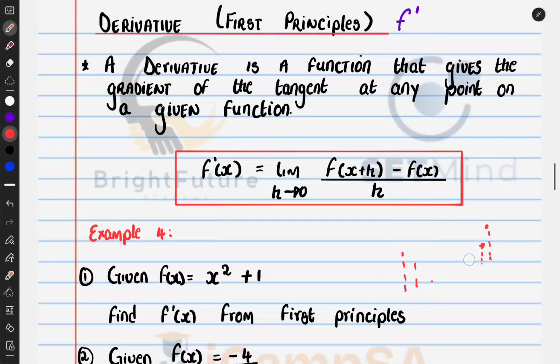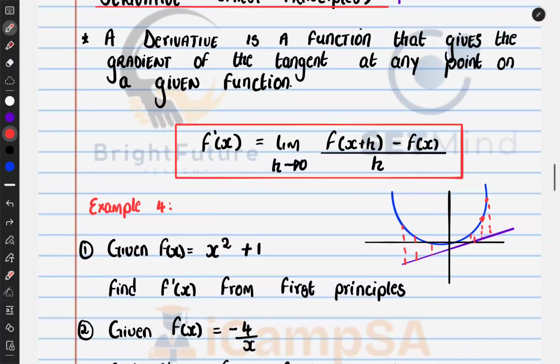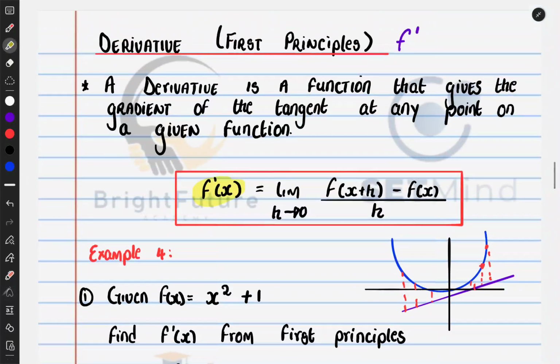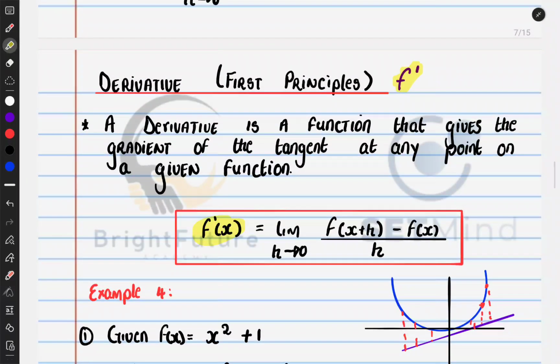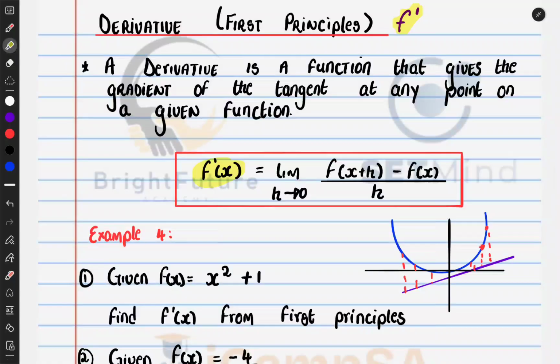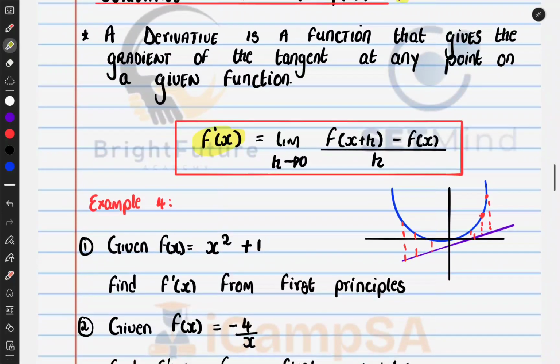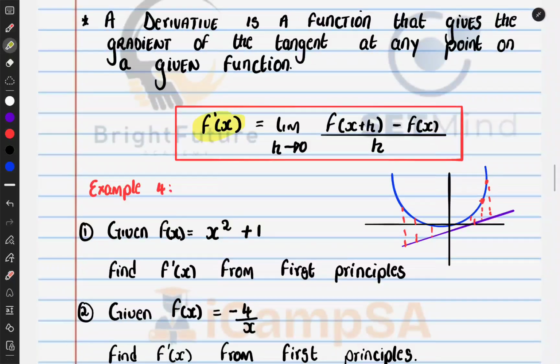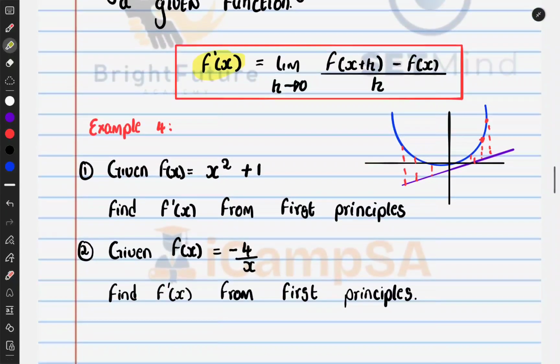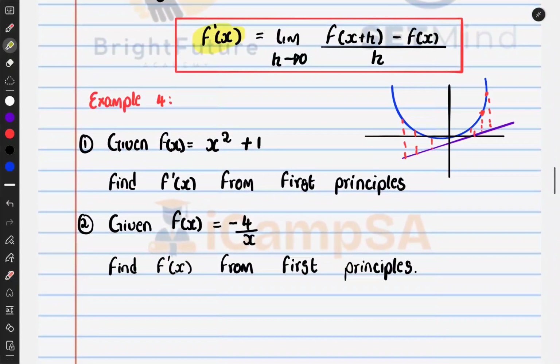Okay, so here we have a symbol. This is the symbol of the derivative here, f prime x, or f prime in short. So f prime x is equal to the limit as h approaches 0 of f at x plus h minus f at x, over h. All right, before we move any further, let's do this quick example.